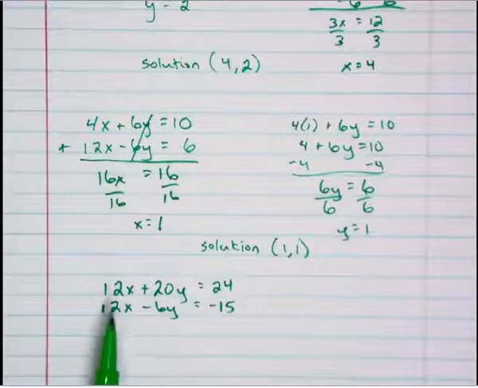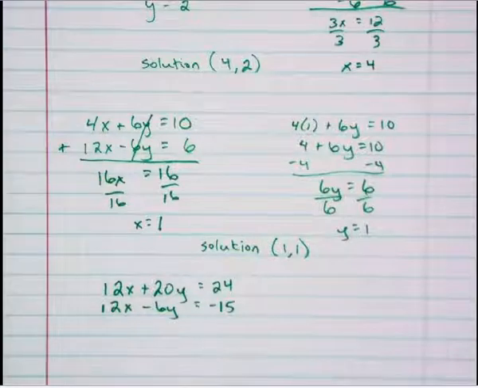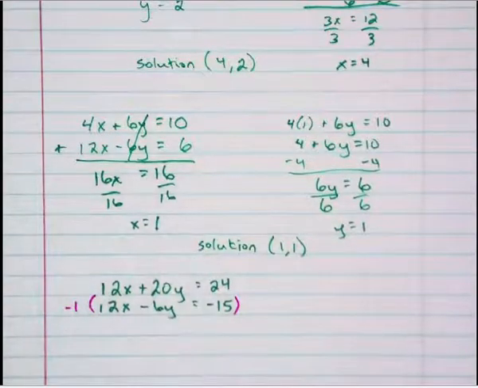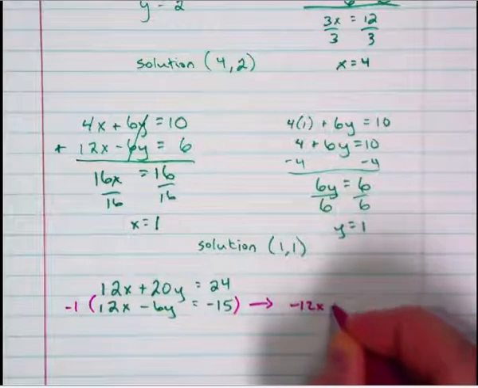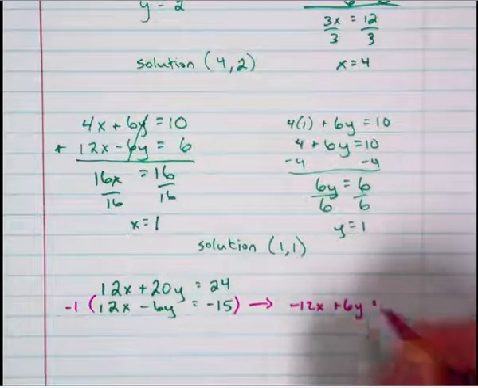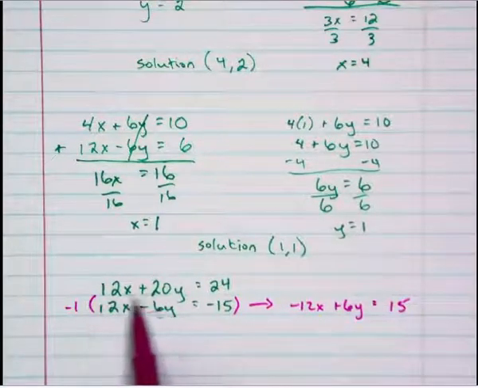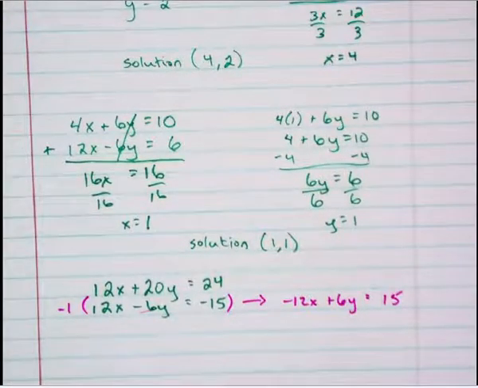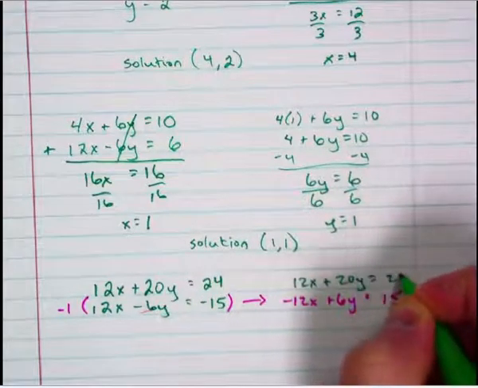However, if one of these 12s was negative, that would make it possible to add something and have it be eliminated. So what I'm going to do is multiply this bottom equation by negative 1, because doing that gives me negative 12x plus 6y equals positive 15. Notice that I multiplied everything. I basically distributed a negative 1. I don't have to mess with the top equation, so that's 12x plus 20y equals 24.